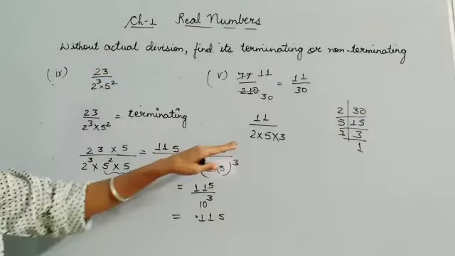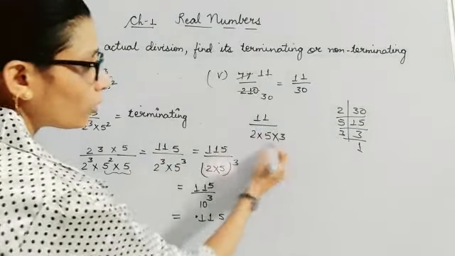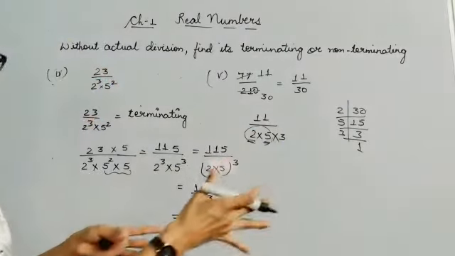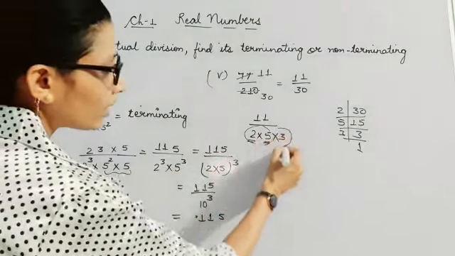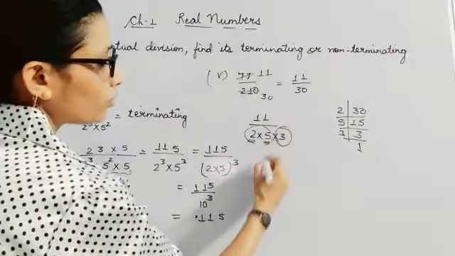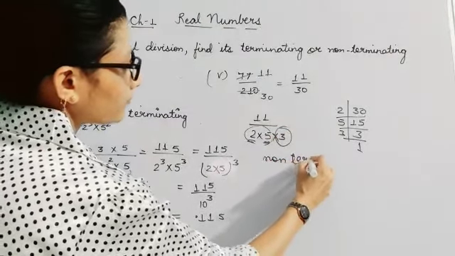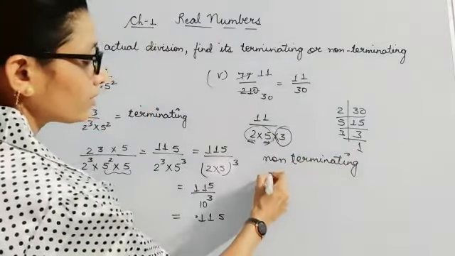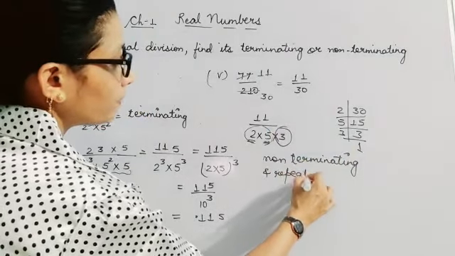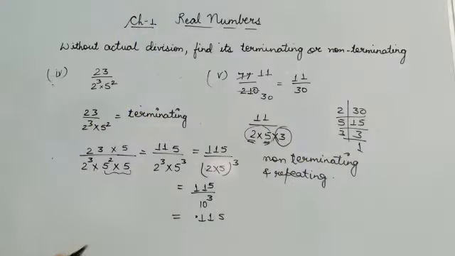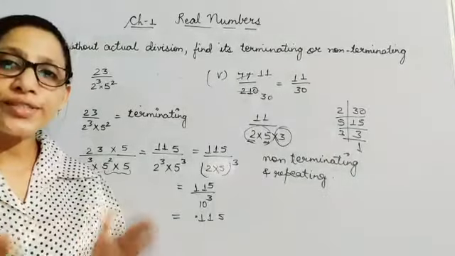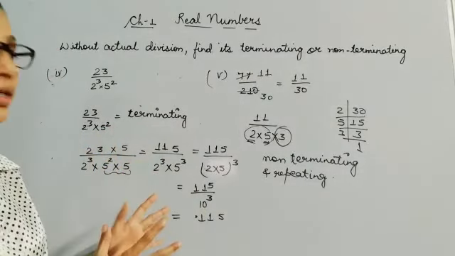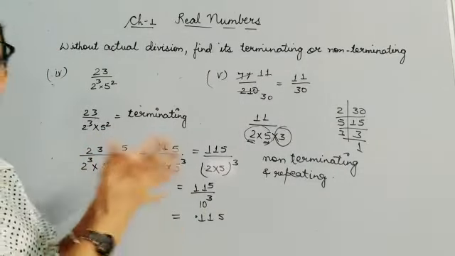I told you in the denominator, if it is 2 or 5 or both, then it is terminating. But if you find any other number, then it will always be non-terminating. This will be a non-terminating and repeating decimal expansion. Alright, children, this is the simplest trick to find out whether the given rational number is terminating or non-terminating.